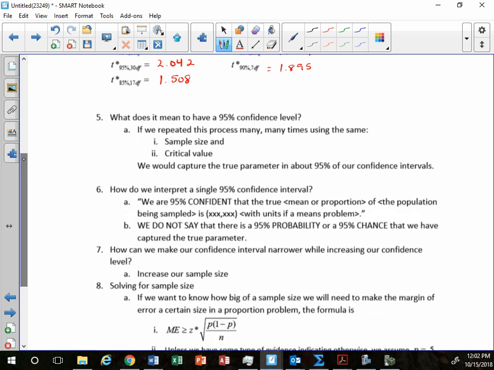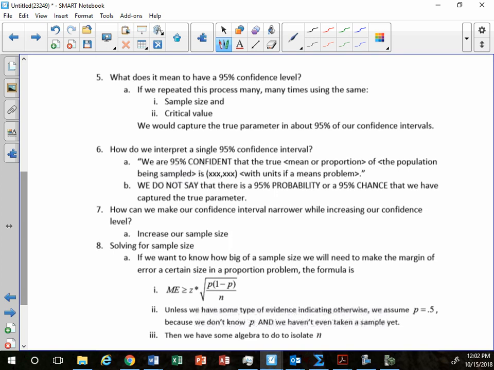All right, guys. Another one. Let's talk about what this actually means if we have a certain confidence level. The wording when you write your conclusions is very important. It's also very much fill in the blank, follow the formula kind of writing. So when you're 95% confident, what we're talking about is if we did this over and over and over with the same sample size and the same confidence level, the same critical value, you're going to capture the true parameter, meaning the truth is in about 95% of those confidence intervals.